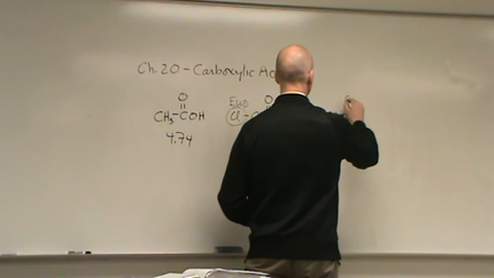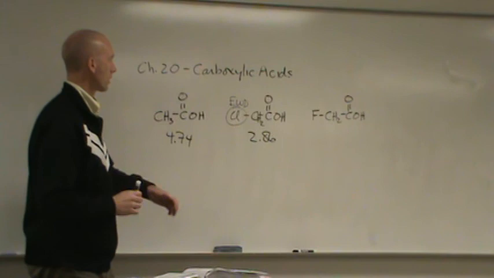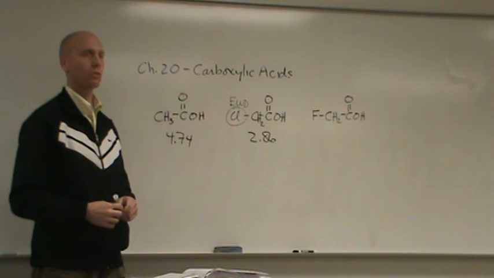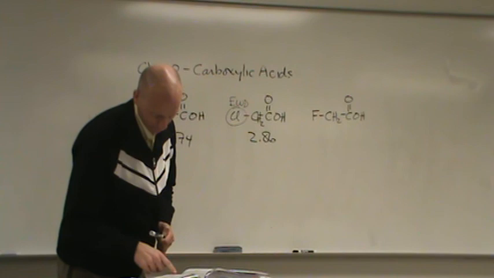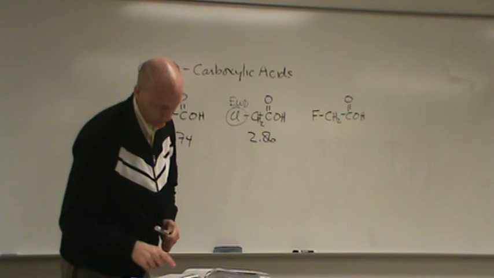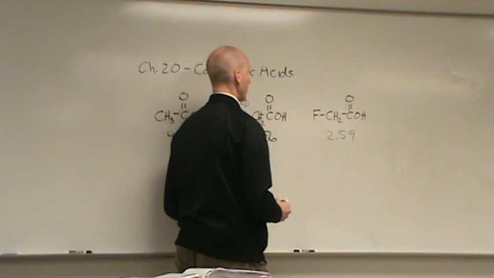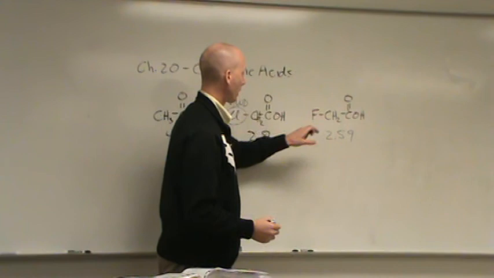Fluoroacetic acid. Do you think the number will be higher or lower or in between these two? What do you think? Yeah, fluorine's strongly electronegative. And so its value turns out to be 2.59. So you can see, based on the pKa, this is a stronger electron withdrawing group than you even predicted.